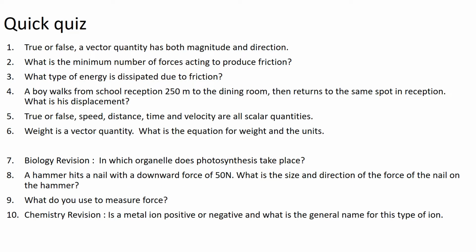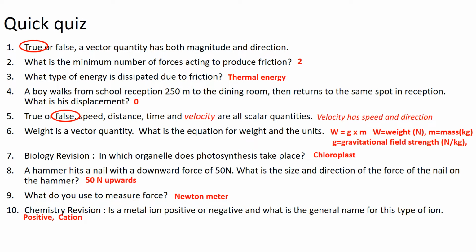So, quick quiz, 1 to 10 in the margin for me. Pause the slide, answer the following 10 questions. Here are the answers. True or false, a vector quantity has both magnitude and direction. There's that word, both. So it's true. What is the minimum number of forces acting to produce friction? It has to be 2.